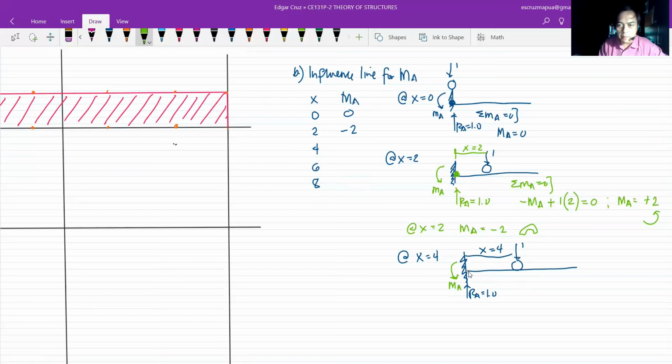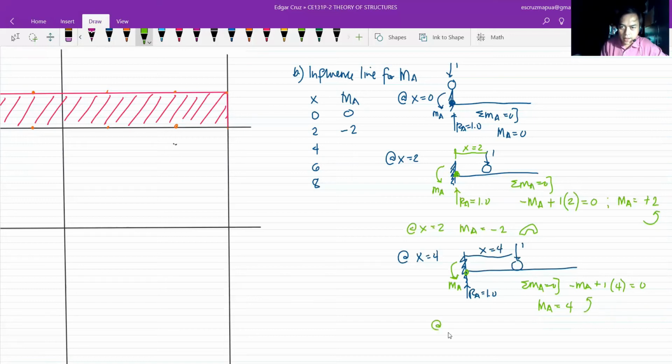Okay, so take moment tayo sa A. Summation moment at A equals 0. So, negative MA, tapos, plus 1 times 4 equals 0. Diba? So, therefore, we could say that the moment at A is equal to 4. And that is positive. So, that means tama yung direction natin na counterclockwise.